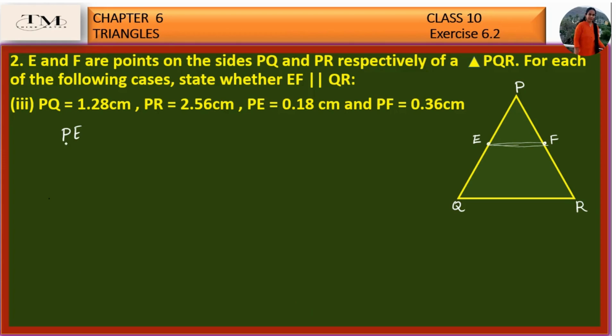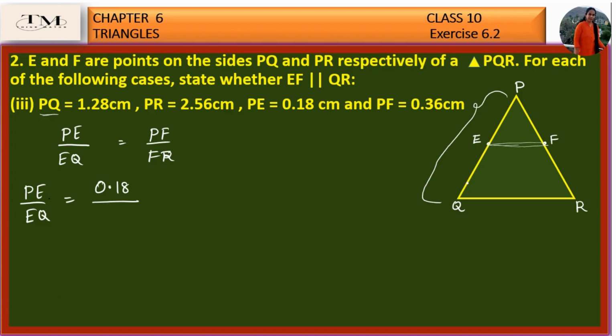So first left hand side is PE by EQ. Right hand side is PF by FR. So let us check whether we are getting this. PE by EQ. What is PE? PE is 0.8. EQ is not given. Instead, they gave PQ. From this, we have to find EQ. So, from PQ, if you subtract PE, you will get EQ. So, EQ is nothing but PQ minus PE.